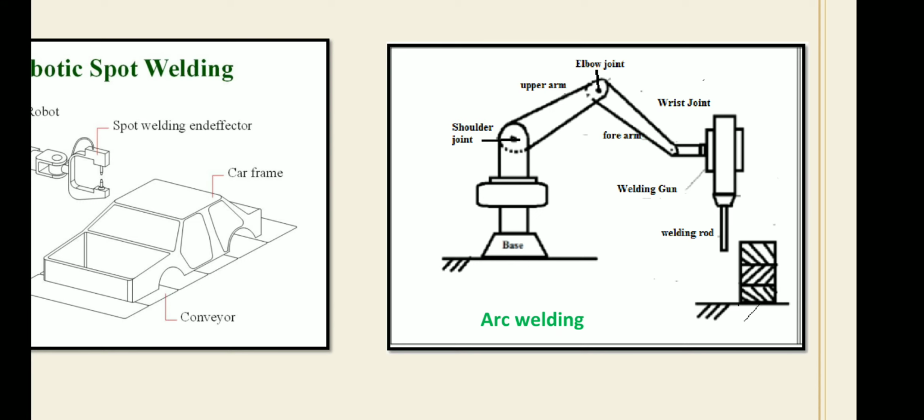Then different problems of robots in arc welding. The first problem is variation in the size and structure of components to be welded. Then variation in dimensions of the part to be welded, variation in edges and surface of the part, and difficulty in welding different contour sections or curved shapes.